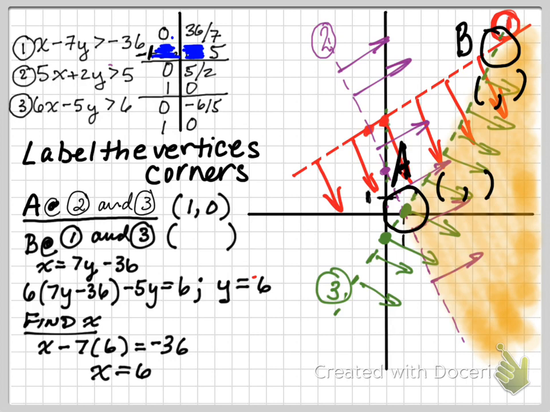So we'll write that in. And that's what I need to do to answer this part of the question, to label the vertices. Now I've got them. If you look over at the graph, I know that this vertex is at 1, 0, and this vertex is at 6, 6. Okay, and look at that.